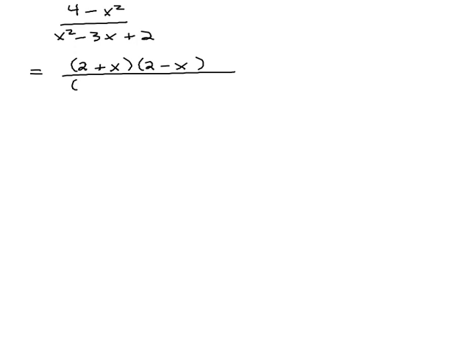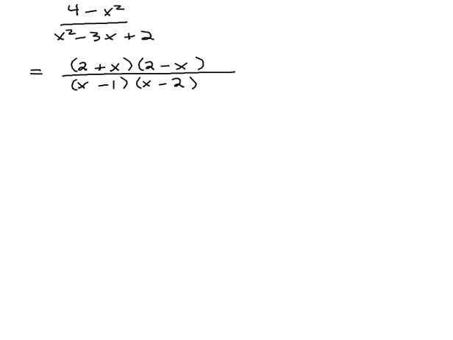How does the denominator factor? Well, we need an x here and an x here. It's a positive 2 and a negative 3, so they must both be negative signs, and it's 2 and 1. So the denominator factors as x minus 1 times x minus 2.